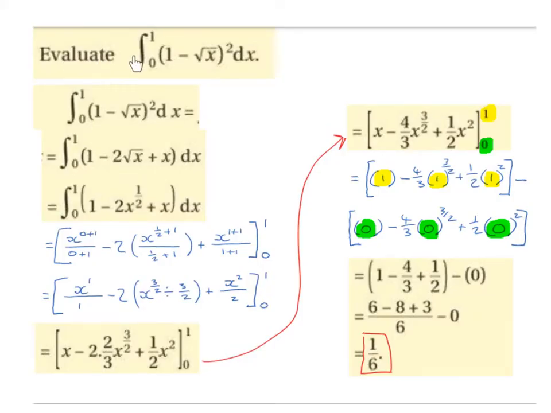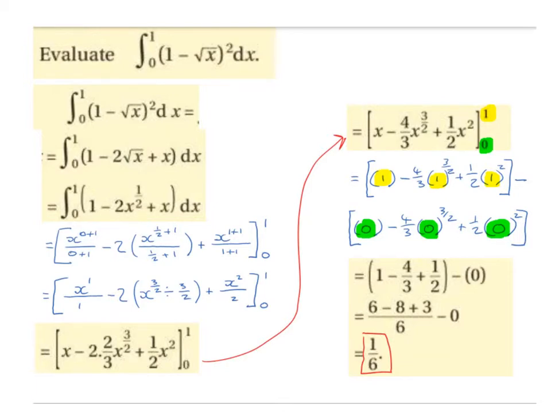Evaluate the integral of (1 minus root x) squared dx between the limits 1 and 0. So the first thing we're going to do is multiply out these brackets. So (1 minus root x) squared gives us 1 minus 2 root x plus x. And minus 2 root x can be rewritten as minus 2 x to the power of a half. So now we can integrate. We'll come back to the limits in a minute.